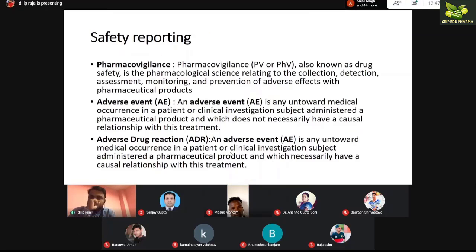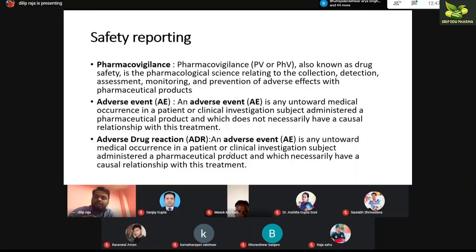Now comes safety reporting. As I said, it is pharmacovigilance. Pharmacovigilance, also known as drug safety, is a pharmacological science relating to the collection, detection, assessment, monitoring, and prevention of adverse effects with pharmaceutical products.